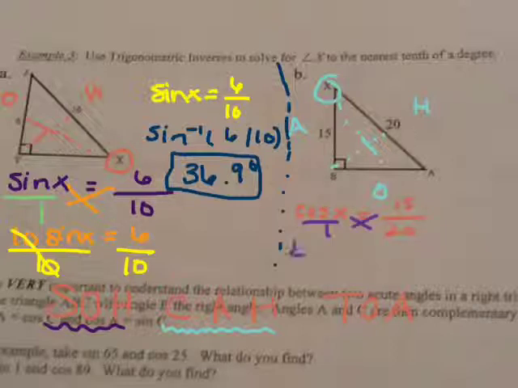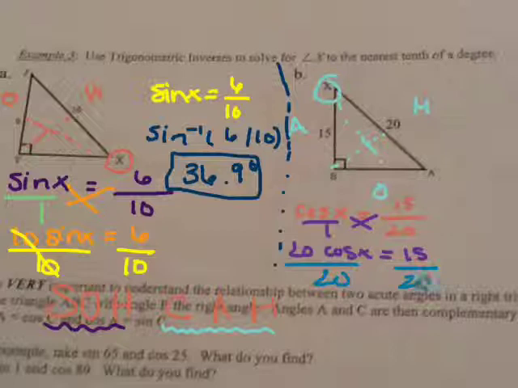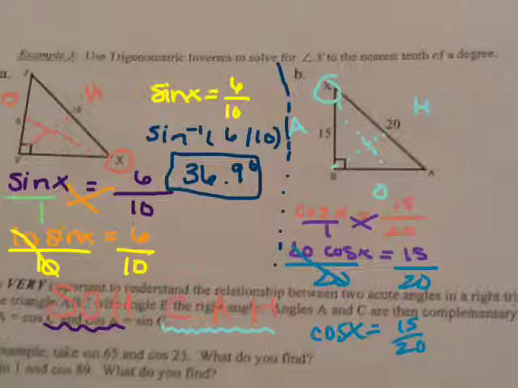We get 20 cosine of x is equal to 15. I'm going to go ahead and erase tangent here. Divided by 20, divided by 20. Cosine of x is equal to 15 over 20. Again, you can simplify that fraction. You don't have to. You're going to get the same answer no matter what.